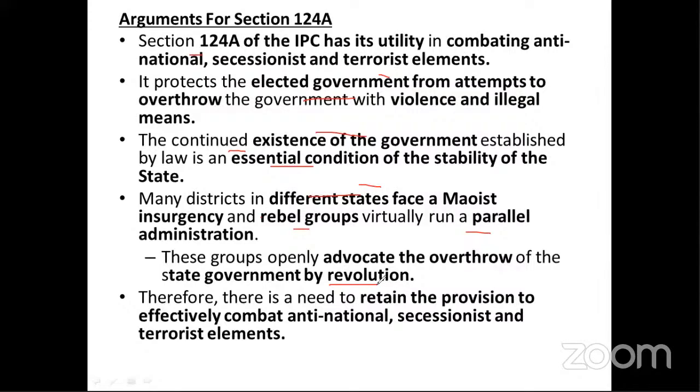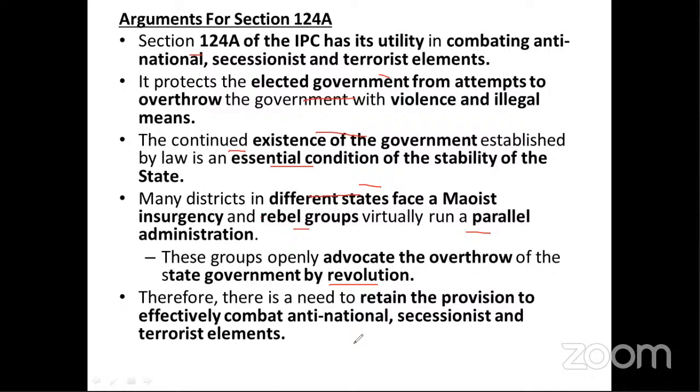Once trust is developed between the village people and the government, then obviously the ideology and motive behind the spread of Maoism and Naxalism in different parts of the country will be stopped. This group openly advocates the overthrow of the state government by revolution. Therefore, there is a need to retain the provision to effectively combat anti-national, secessionist, and terrorist elements.